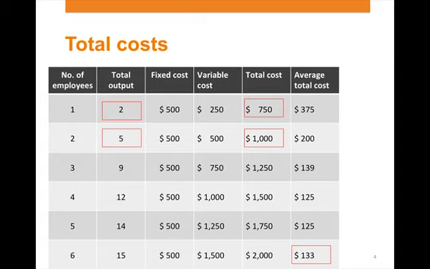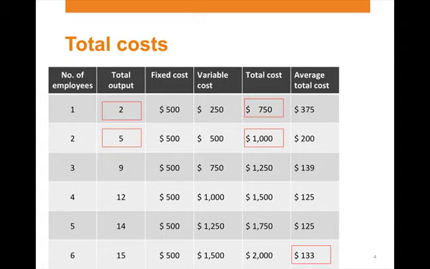Let's have a look at the schedule below. At the total output of 2, we can see that the total costs are 750. The fixed costs are 500 and the variable costs are 250. So the average total costs are 750 divided by 2 equals 375.